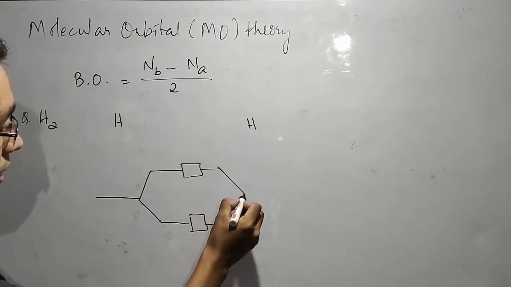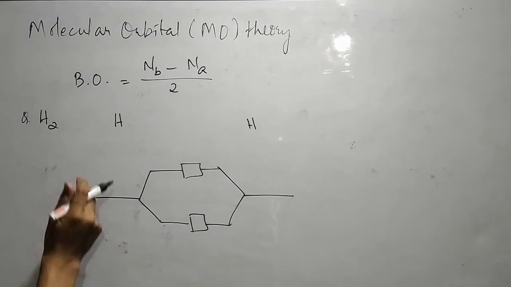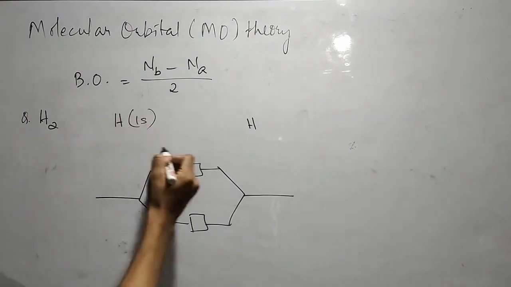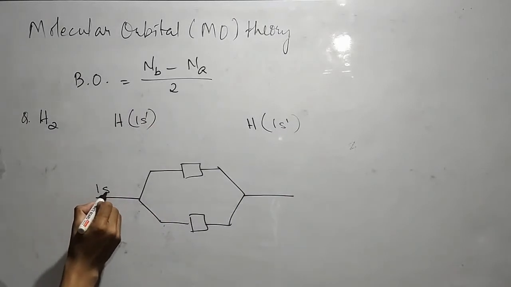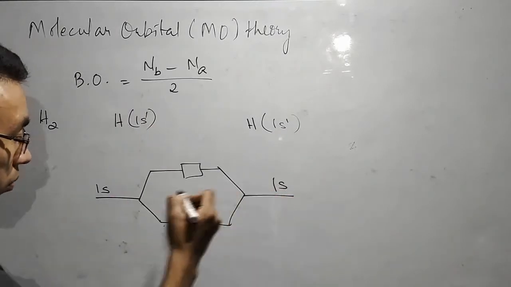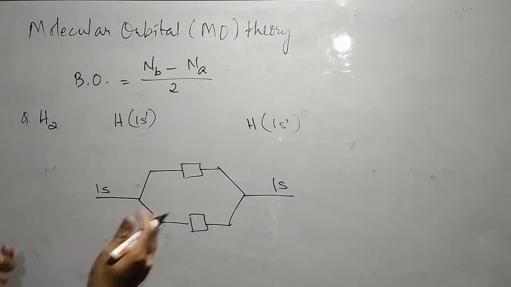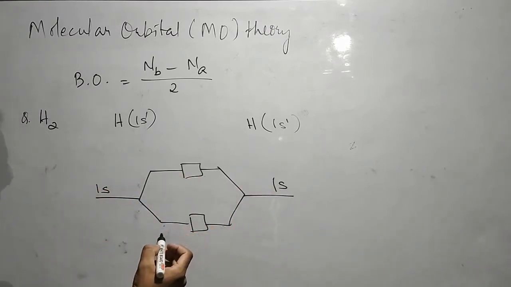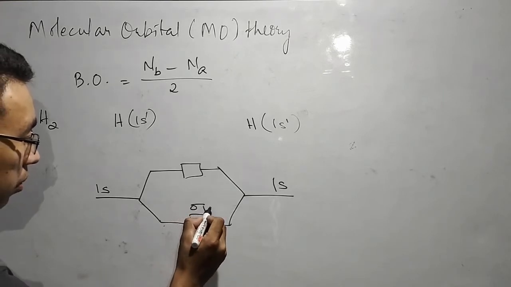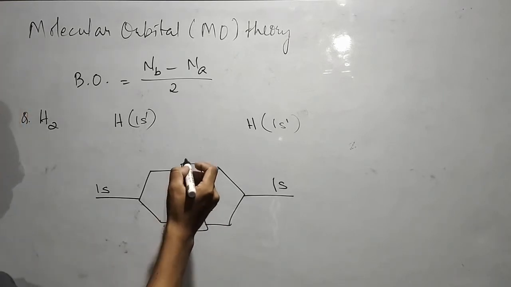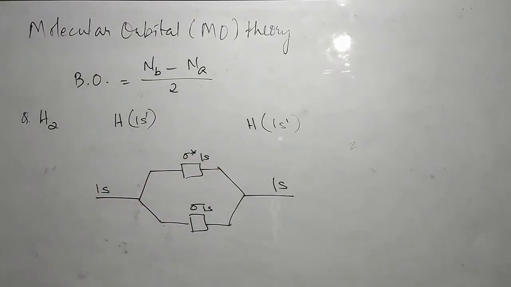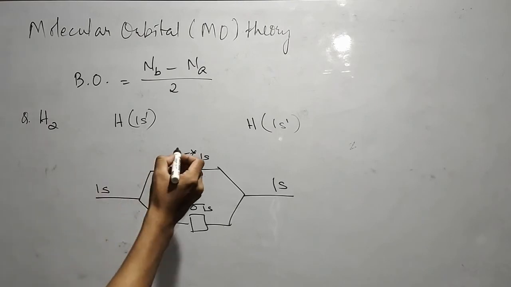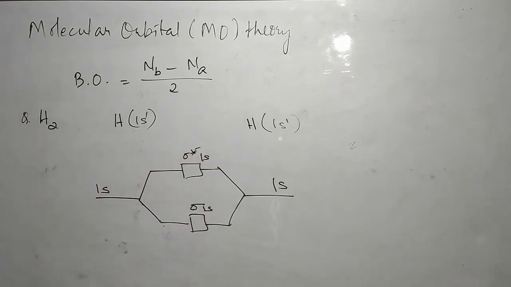The electronic configuration of hydrogen is 1s1. So here the 1s orbital of hydrogen and the 1s orbital of hydrogen both overlap, and this will give sigma 1s. This will give sigma star 1s. Sigma star means anti-bonding molecular orbital, sigma means bonding molecular orbital.